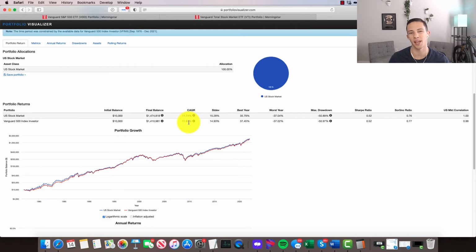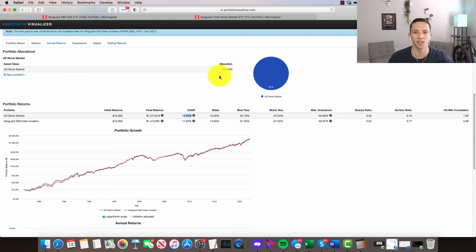Why is that? Well, again, it's probably the exposure to small caps. In academia, there is a risk premium associated with small caps, and that is broadly saying small caps do better than large caps, and that is being reflected here in these two portfolios. That's probably why the US stock market portfolio has slightly outperformed. But again, you have to consider that Vanguard's, or any total stock market portfolio, is going to be heavily weighted towards large cap, so it's really not capturing that small cap premium.